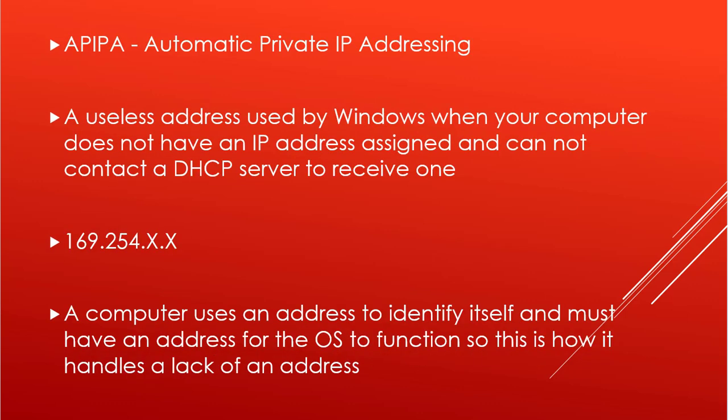All right, and then number 2, there's also APIPA, which is automatic private IP addressing. And that is a useless address used by Windows when your computer does not have an IP address assigned and cannot contact a DHCP server, so it assigns itself one. So if you see a 169.254.anything.anything, your PC does not have an IP address. Your computer uses an address to identify itself, and it must have an address for the operating system to function. So this is how it handles the lack of an address.